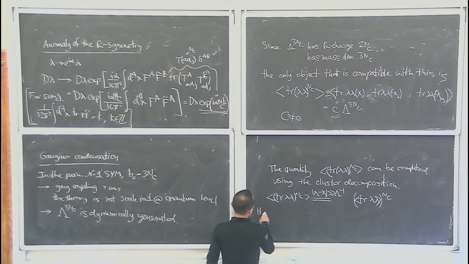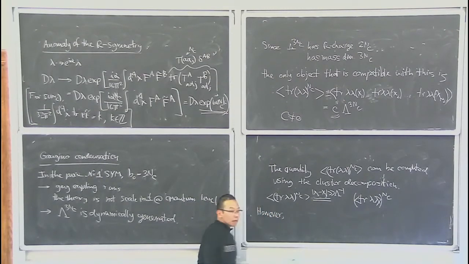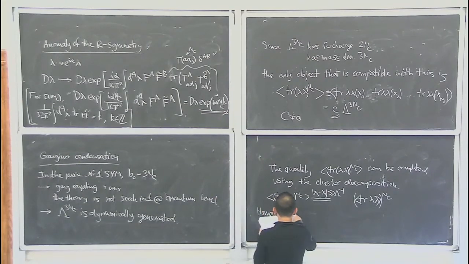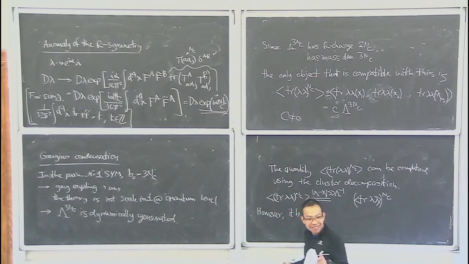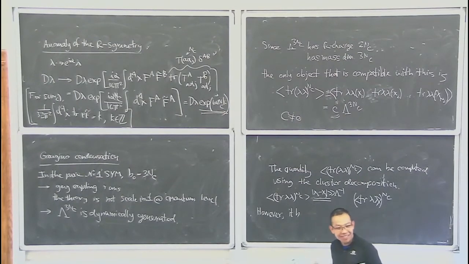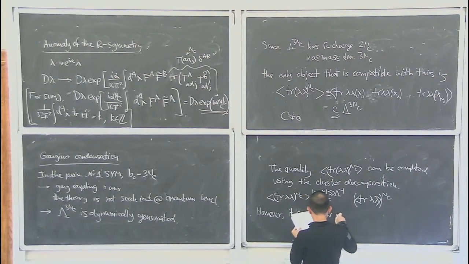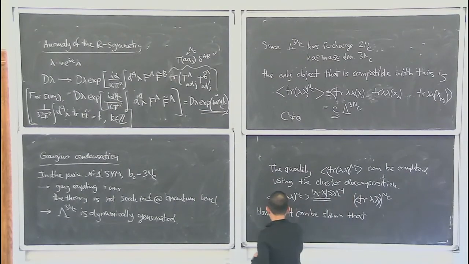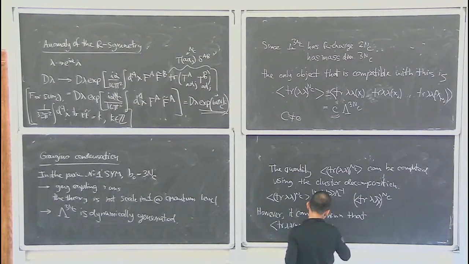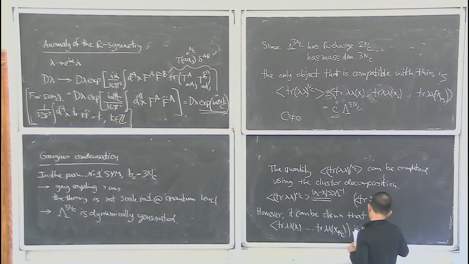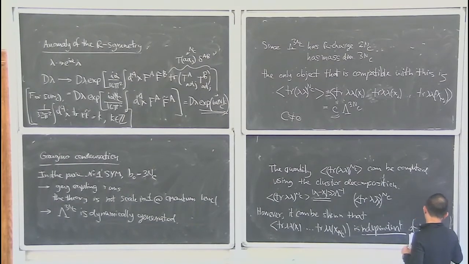However, it can be shown, which I will show, since you are in advanced year, this is the time to do it, okay? It can be shown that this guy is independent of x1 up to xnc.